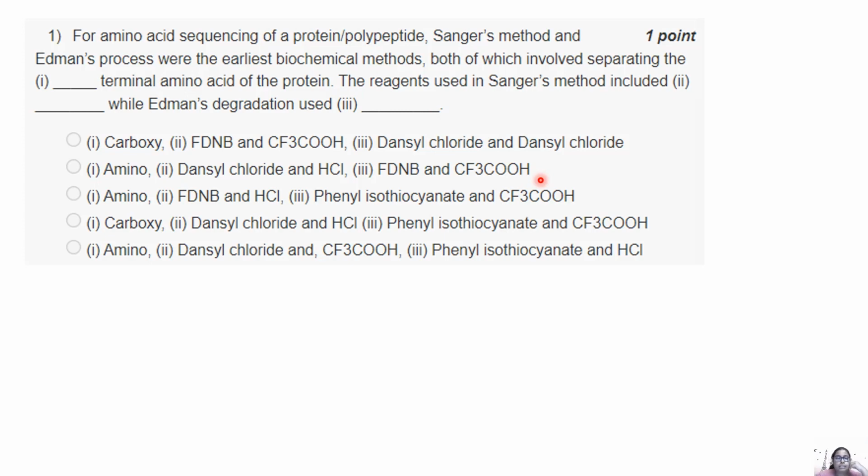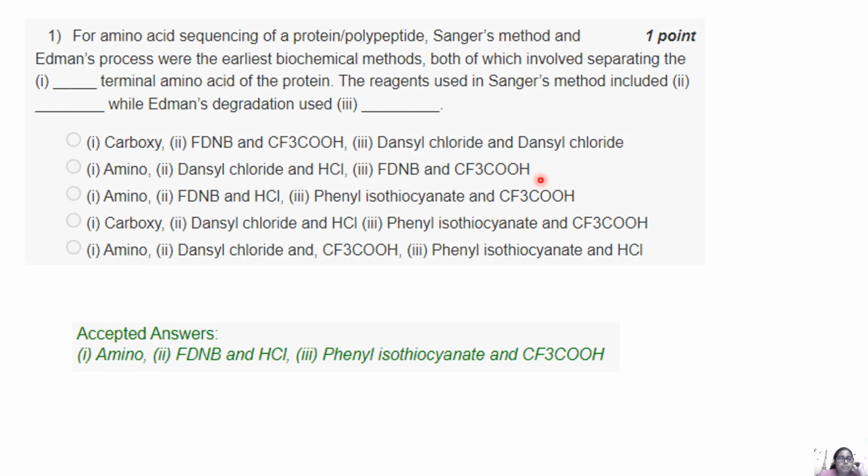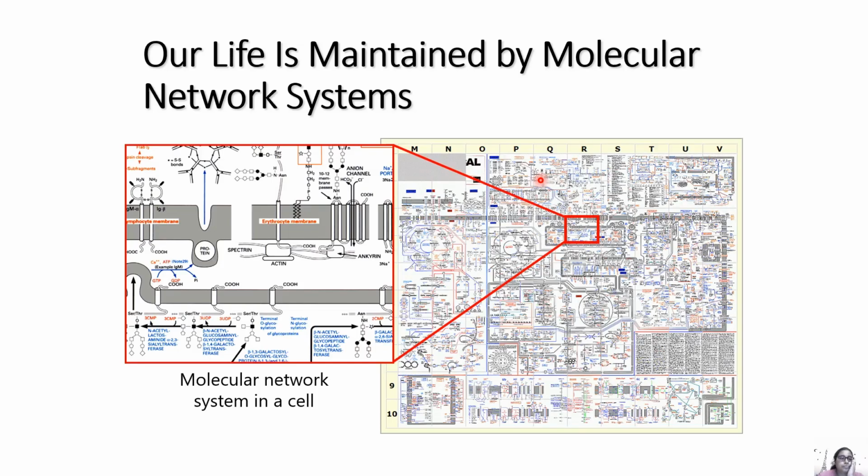The correct answer for this will be number 1, which is amino acid. Both of these processes involve separating the amino terminal amino acid of the protein, and the reagents used in Sanger's method are FDNB and HCl, while Edman's degradation uses phenyl isothiocyanate and CH3COOH. Now we'll discuss these processes in brief.